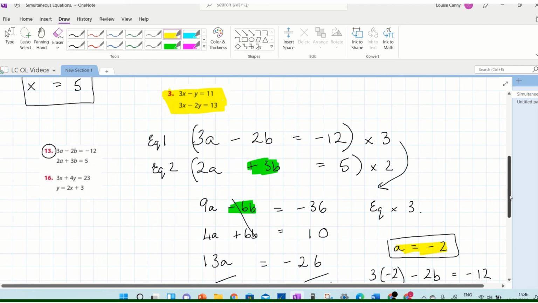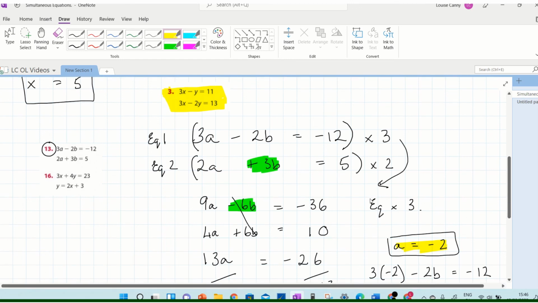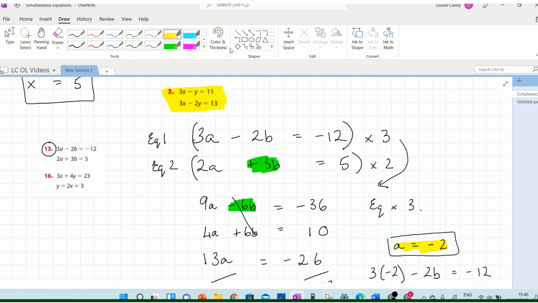I'm not going to do that because I don't want this video to be inordinately long, because I know that young people don't like looking at long videos. Nobody likes looking at really long videos.